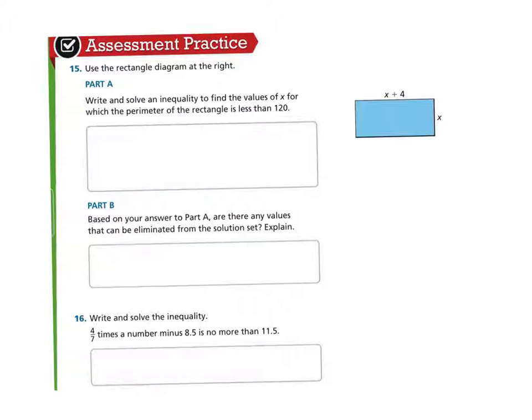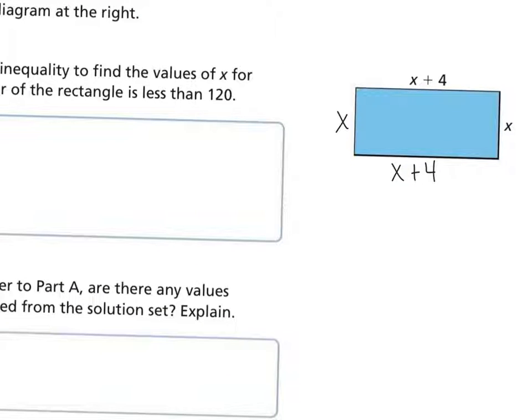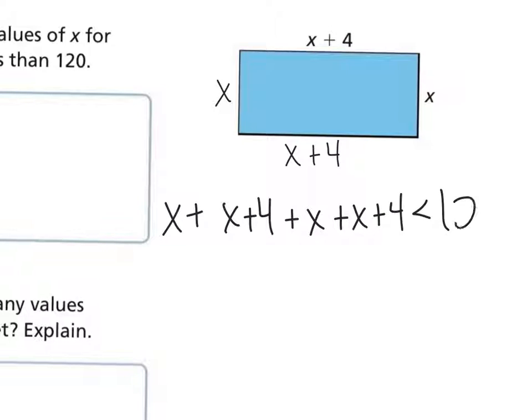Number 15, they've got a rectangle drawn out for us. First thing they want us to do, write and solve an inequality to find the values for x for which the perimeter is less than 120. So we talked about perimeter earlier is the distance all the way around the rectangle. So we want that to be less than 120. So we've got an x, we've got an x plus 4, we've got an x, we've got an x plus 4, and we want that to be less than 120.